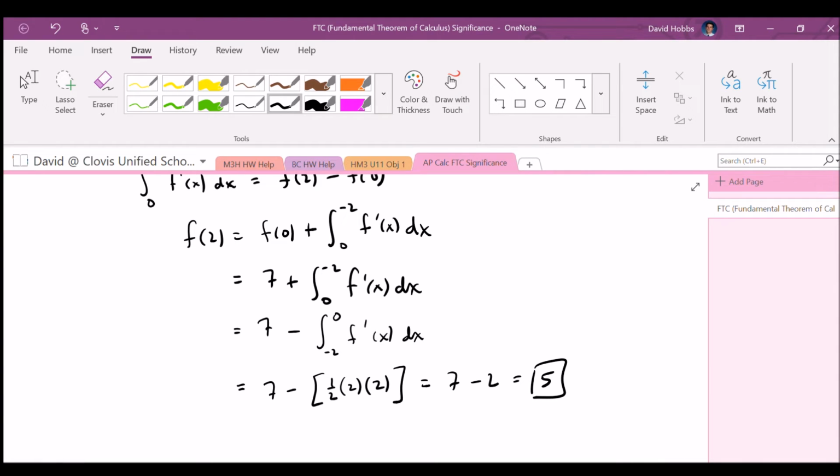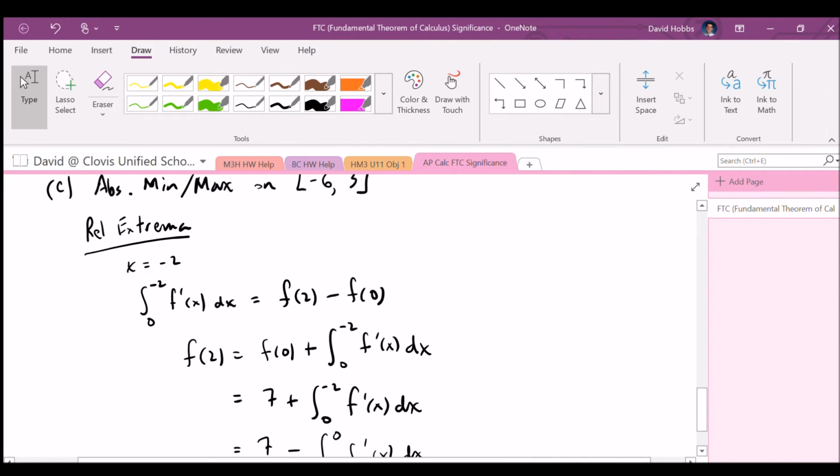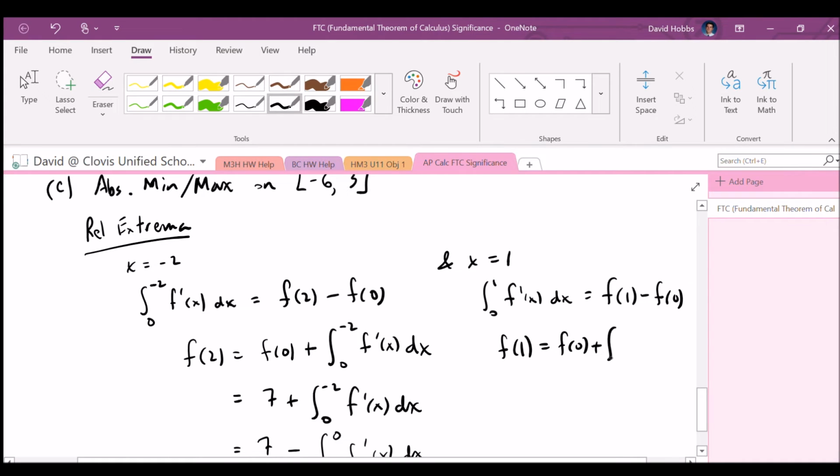Now we have to check, there's 4 different things to check. We have to check the other extrema. We also had x equals 1 as another extrema. Okay, so the integral from 0 to 1 of f prime of x dx is going to be f of 1 minus f of 0. Now this time I'm going from 0 to 1, so I'm going from left to right, so that's nice. f of 1 is equal to f of 0 plus the integral from 0 to 1 of f prime of x dx.